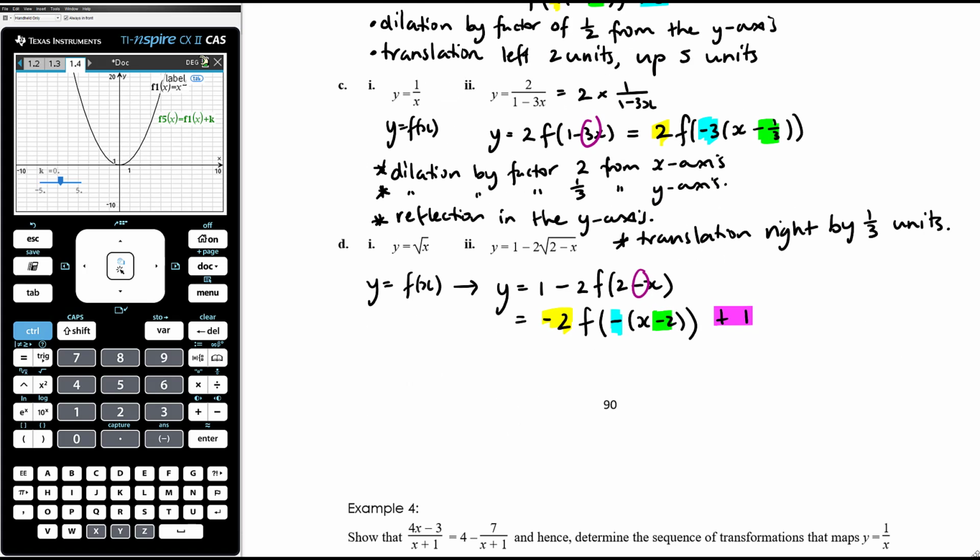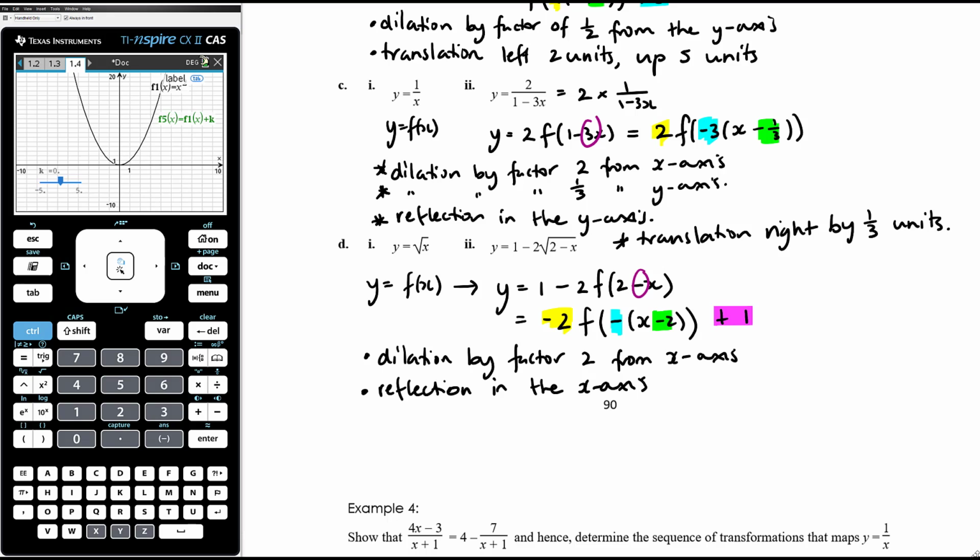Okay, so we've got lots happening here. Let's list them out. So we've got a dilation by factor 2 from the x-axis. We've got our reflection in the x-axis. That's the negative out the front, but we also have a reflection in the y-axis. Could probably have listed them at the one point, reflection in the x and y-axes.